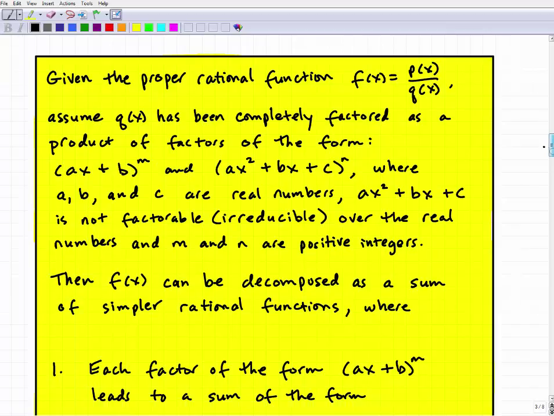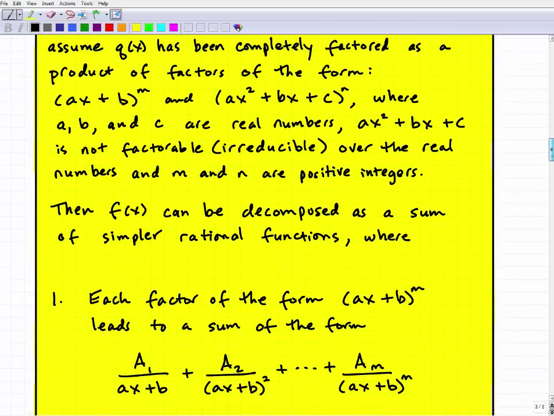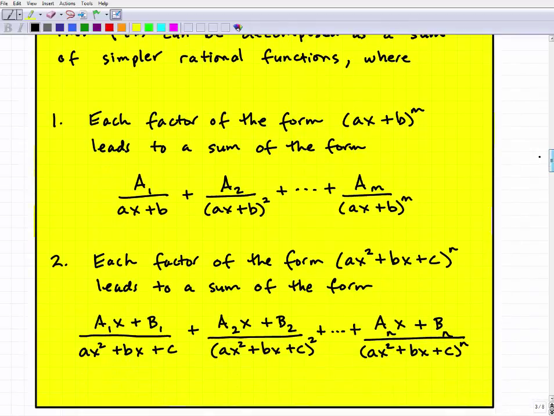This is kind of like setting up the conditions for what decomposition is. Then the function f of x can be decomposed as the sum of simpler rational functions where 1, each factor of the form ax plus b to the m leads to the sum of the form of the following.